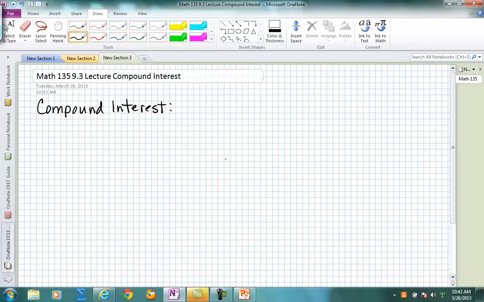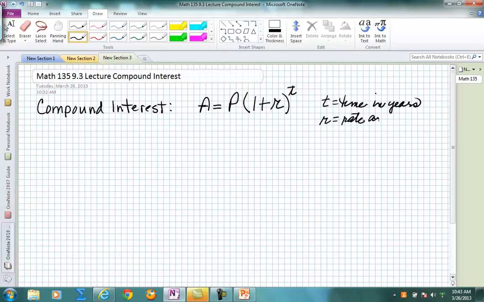The formula that we use in finding the amount that you would have in the bank if you deposit a certain principal is the quantity 1 plus the rate, remember the rate is a decimal, raised to the t power. So we have an exponential now. Let me remind you that T represents the time in years. So if you're given months, you have to change that to years. And the rate, R, is the annual rate.